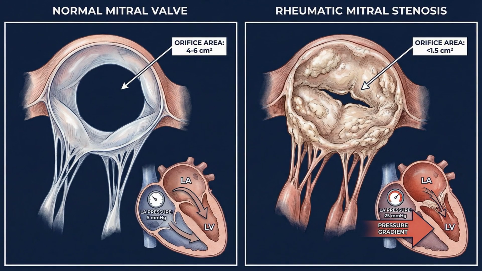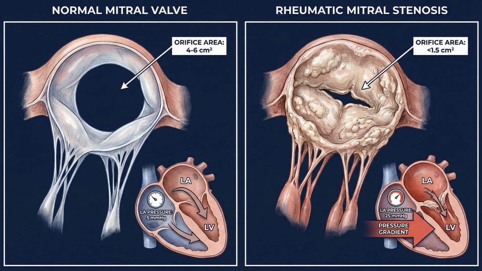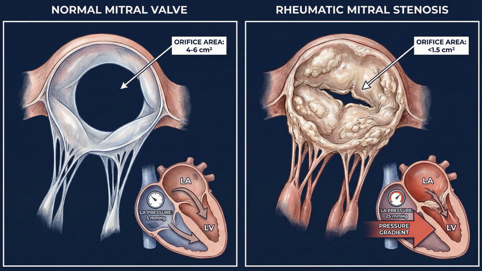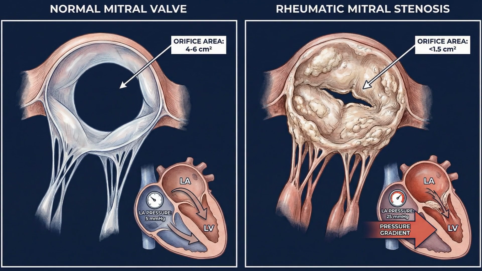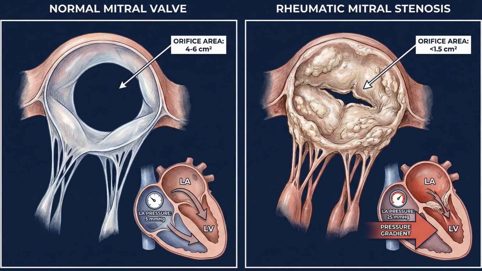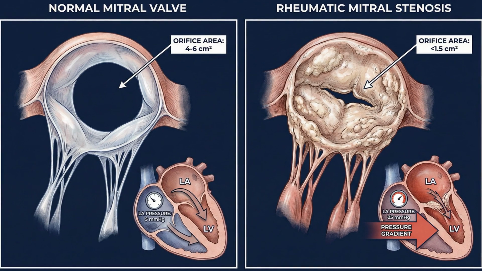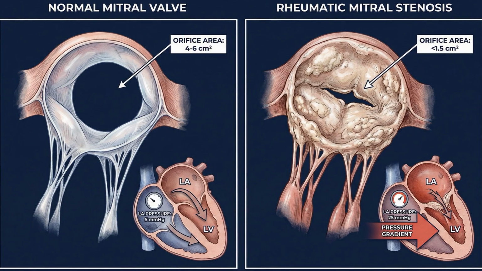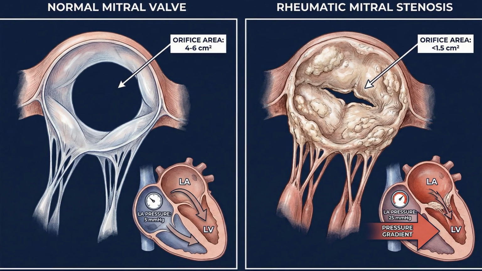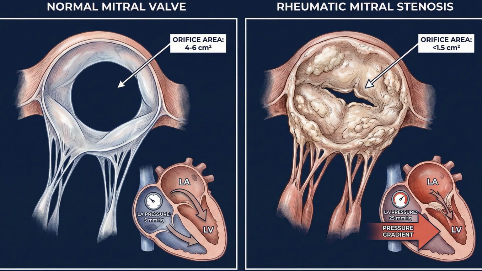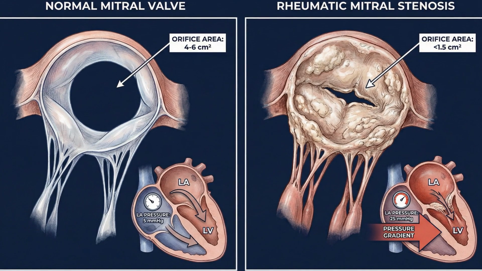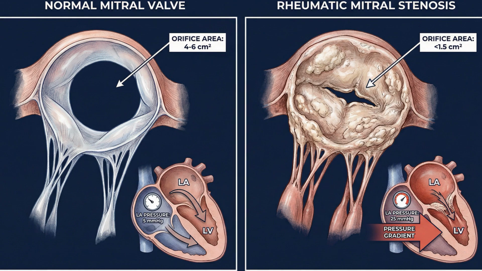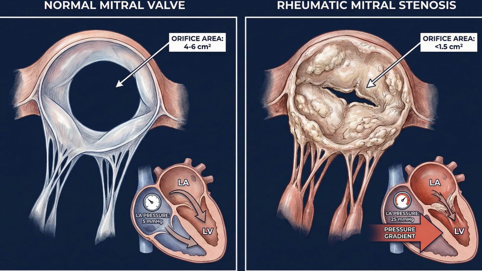The mitral valve leaflets become thickened, rigid, and fibrotic. The commissures fuse together, and the chordae tendineae shorten and thicken, severely restricting leaflet mobility. This structural distortion results in mitral stenosis. A normal mitral valve orifice measures 4 to 6 square centimeters. As the area narrows to less than 2 square centimeters, it creates a significant impediment to blood flow from the left atrium to the left ventricle.